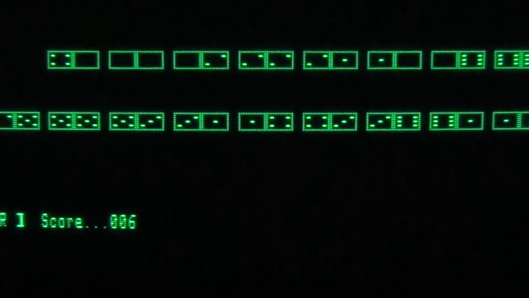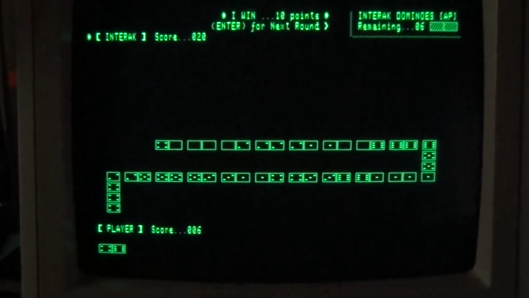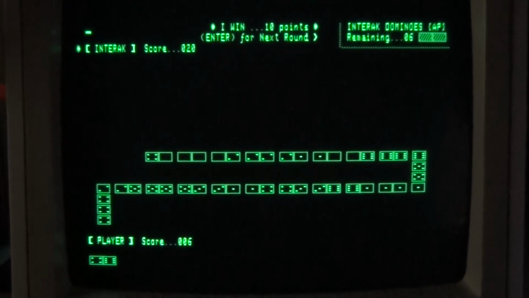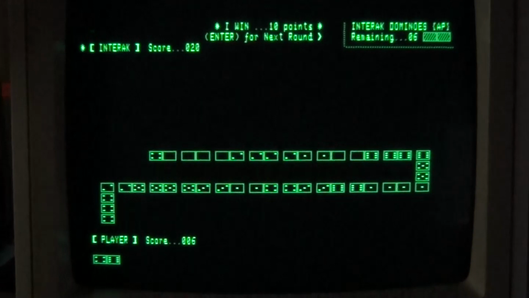Hello, here is the game of Dominoes on the Interak Computer. It's written in Z80 assembler and the operating system is CPM 2.2. The Z80 is running at 4 MHz. That's megahertz, not gigahertz, which means that the code has to be fairly efficient to get things happening at a reasonable speed.